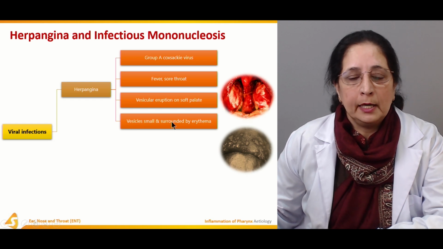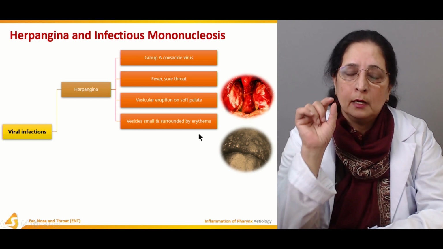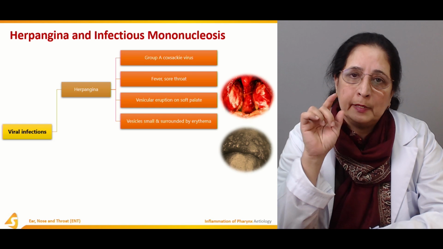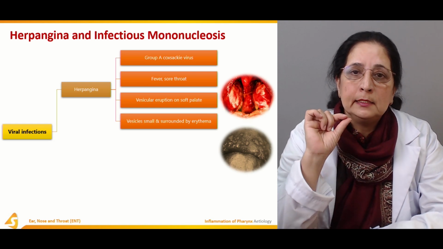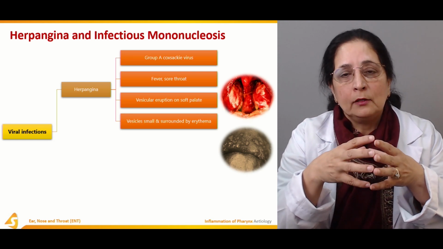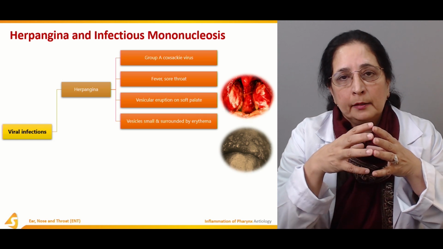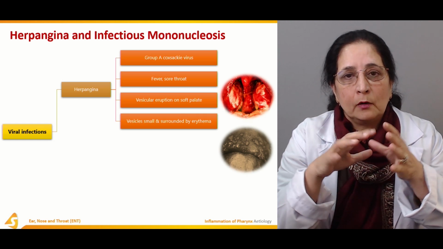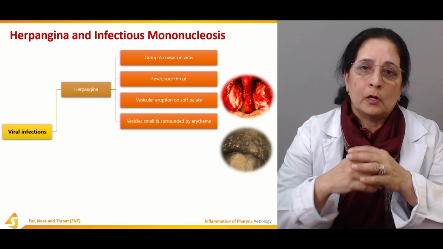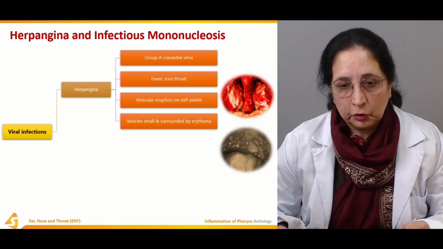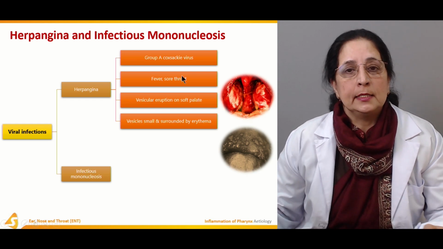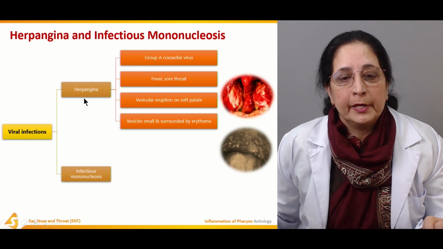Vesicles are small and they are surrounded by erythema. The smaller portion, the vesicles, are whitish in color, but the surrounding part of the vesicles is reddish or erythematous. That's the characteristic of herpangina vesicles, that they are surrounded by erythema or redness. Present on the soft palate, it causes fever and sore throat, and it's caused by Coxsackie virus. Coxsackie virus is the causative agent for herpangina.